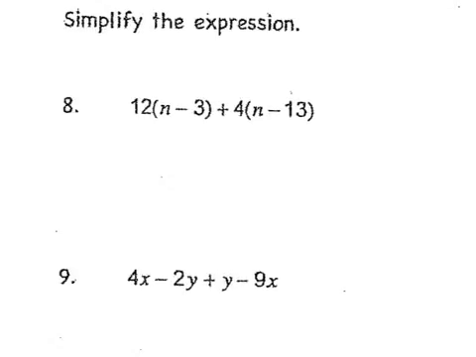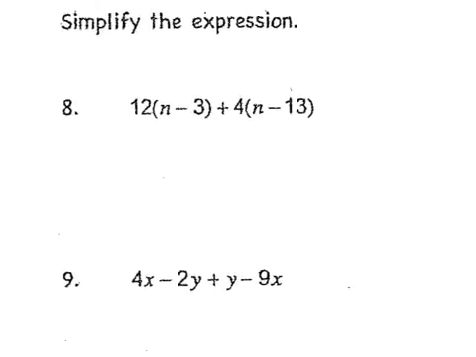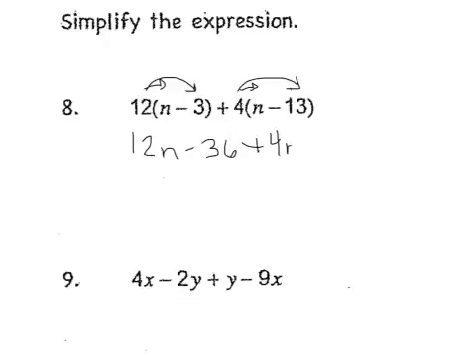Problem 8, we're simplifying, so that means that we're not going to get a number answer. We're not evaluating, we're just simplifying and putting numbers together and letters together. So we would have to distribute the 12 to both these terms. We would get 12n minus 36. And then on the right, you're going to distribute the 4 to both terms. So you have a positive 4n and a -52.